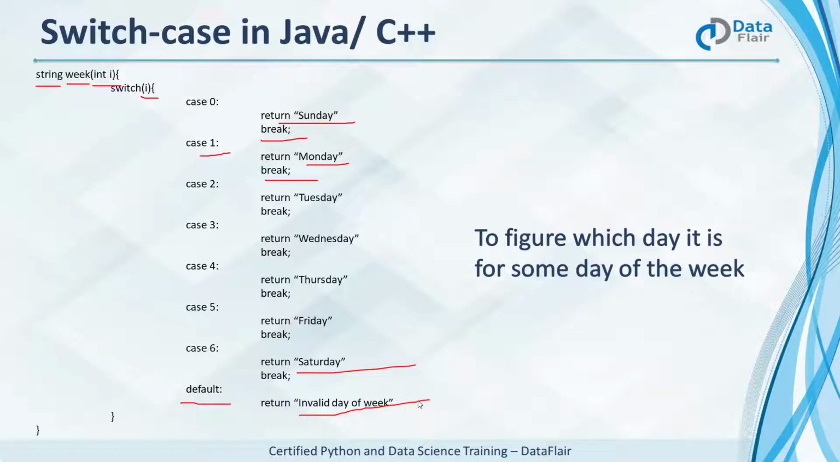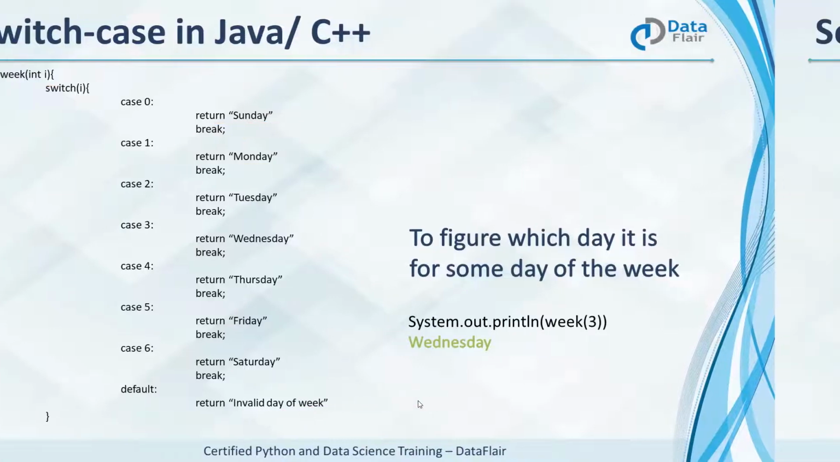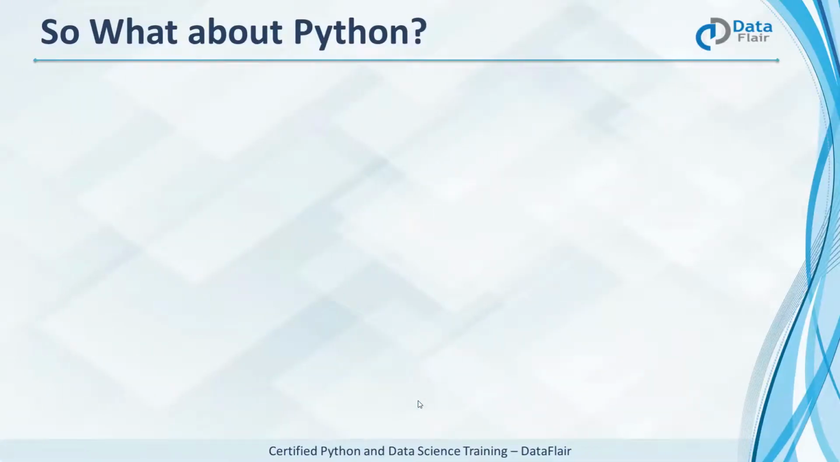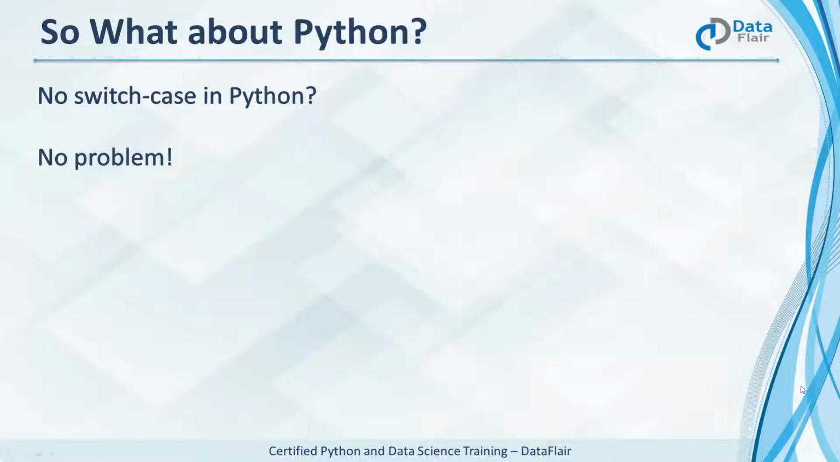How does this work? If we make a call to the week function with the argument 3 and then print it out, day 3 of week is Wednesday. Looks like a convenient way to implement multiple value checks. But what about Python? Python has no switch cases, just like it has no goto statements. But we can find a way to simulate it.